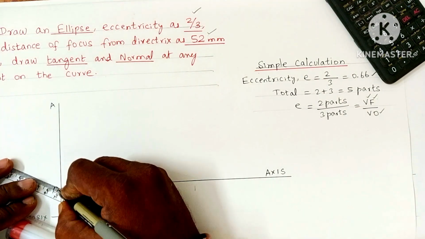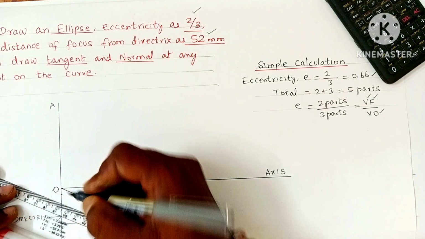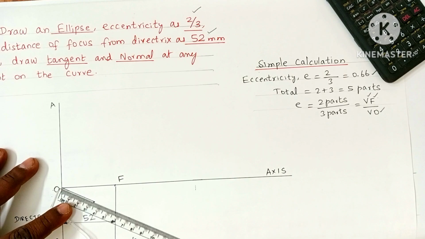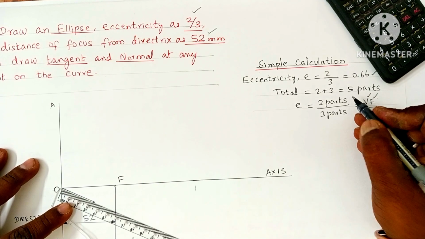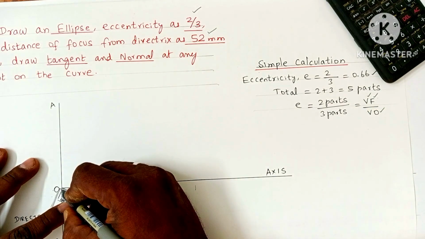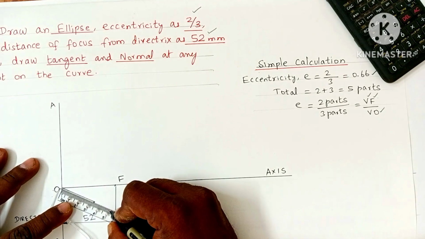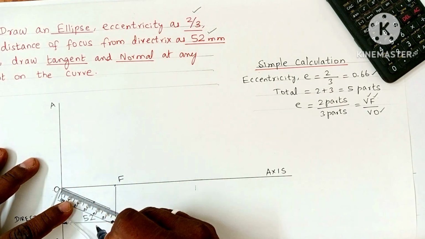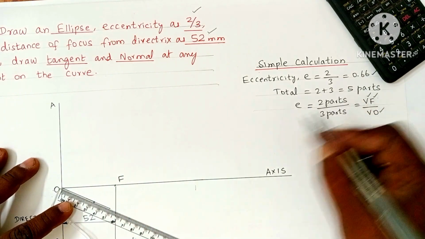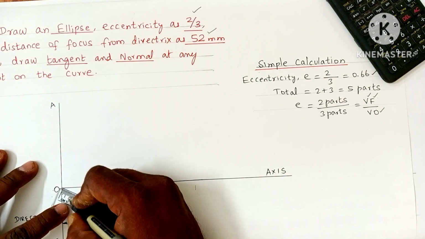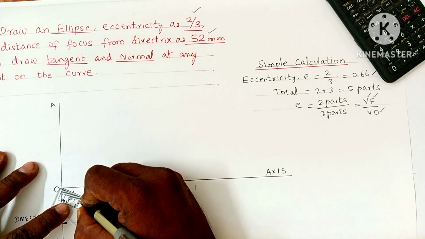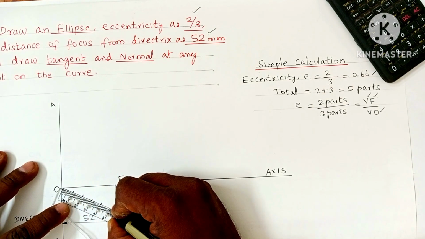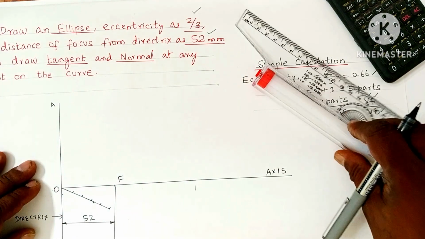From point O, at any angle, you can draw one inclined line. The length of the inclined line is chosen so that it is easily divisible by 5. For example, if I take a 50 mm inclined line, each segment, 50 divided by 5, will be 10 mm, that is 1 centimeter. So for every 1 centimeter, mark on this inclined line.